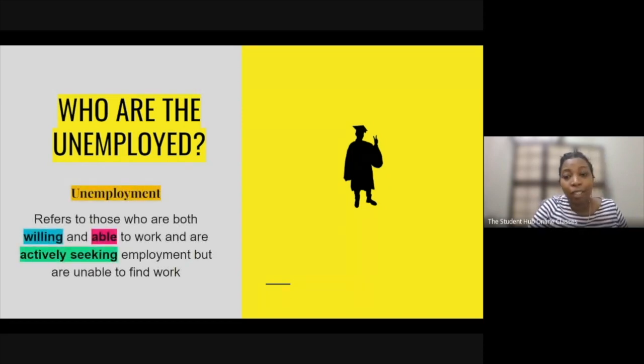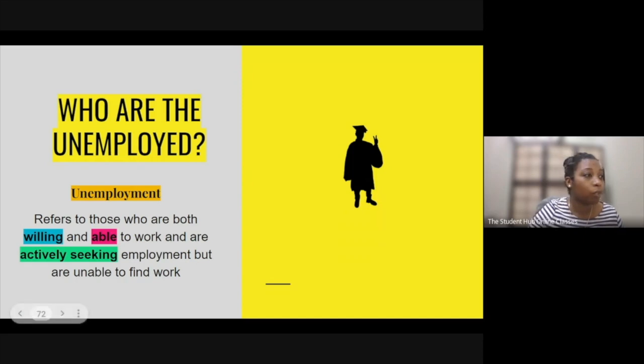You have to be willing to work, meaning you're not just sitting on the couch not looking for a job at all. You're not cool with your parents giving you an allowance until you're 40, right? And you're able to work, meaning you're not injured, disabled, or withheld for some other reason, maybe because of age. And you also have to be actively seeking, meaning you are in pursuit of some kind of employment.